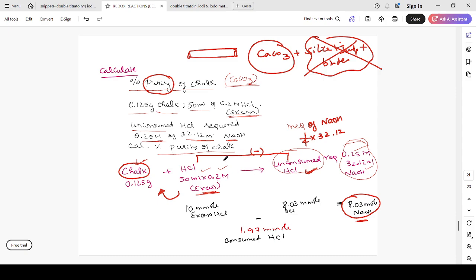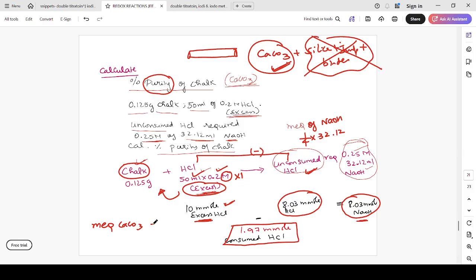So if I calculate how much HCl was used by chalk, I can understand that is the milli equivalence of calcium carbonate for me. Can I say that? So I am calculating what is the excess milli equivalence: 50 into 0.2. This is molarity. Molarity into n factor, that is the n factor of HCl, gives you the normality. I have 10 millimoles excess HCl. And what was my unconsumed? 8.03 millimoles. So this is the consumed milli equivalents of HCl here. In other words, I can say milli equivalence of calcium carbonate is equal to 1.97.